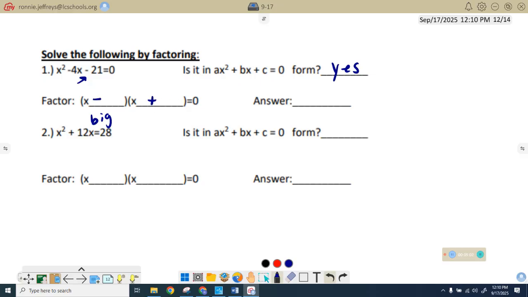And what two numbers when we multiply them we get 21, but when we combine them we get 4? Yep, negative 7 and positive 3. So our answer would be the opposite. What's the opposite of negative 7? And what's the opposite of positive 3? Alright, so I've done that one. I'm going to let y'all work on the others before we go over them.